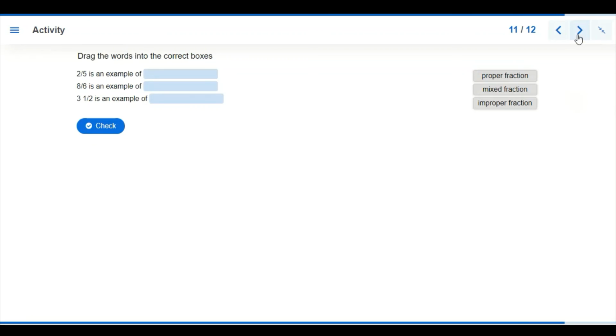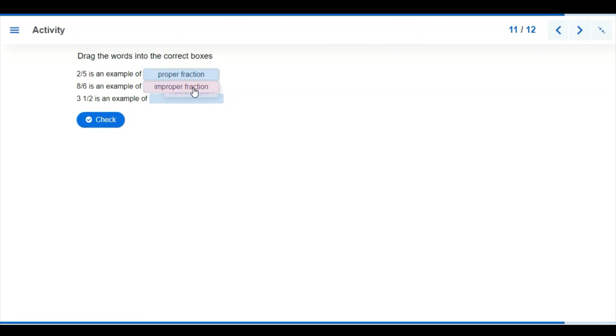We have another example here. We have to look at this. What type of example is this? This is 2 over 5. That is what? A proper fraction. Why? The numerator is smaller than the denominator. So this should be a proper fraction. Now 8 over 6. What type of example is this? The numerator is bigger than the denominator. So this should be what? An improper fraction. And if you look at this, it is a whole number and a proper fraction. So it's an example of what? A mixed fraction.